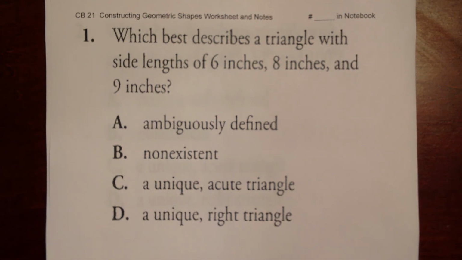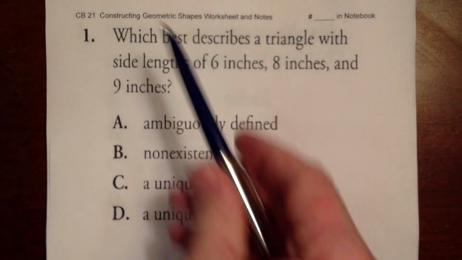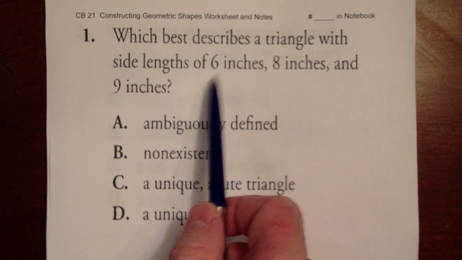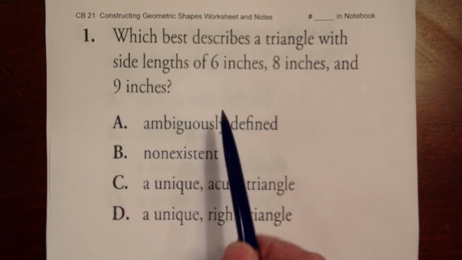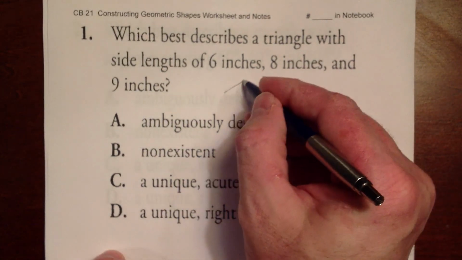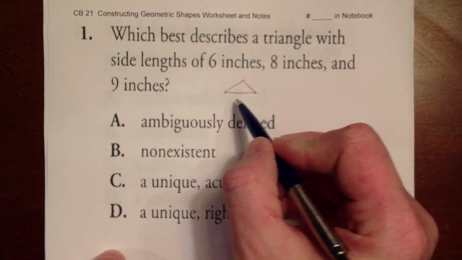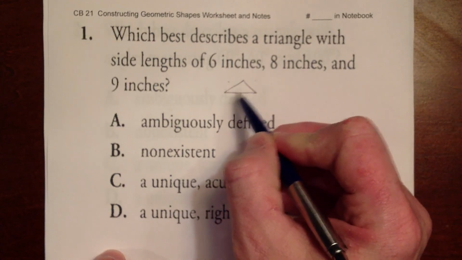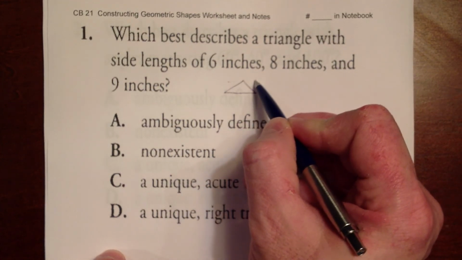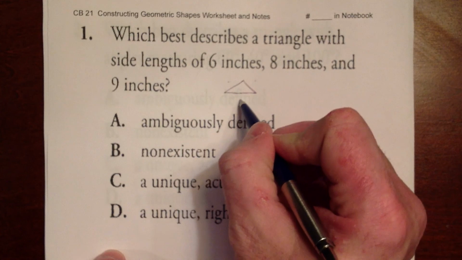Okay, which best describes a triangle with side lengths of 6 inches, 8 inches, and 9 inches? Well, first thing we have to remember is no two side lengths of a triangle can be shorter than another. Sorry, no two side lengths can be shorter than another.